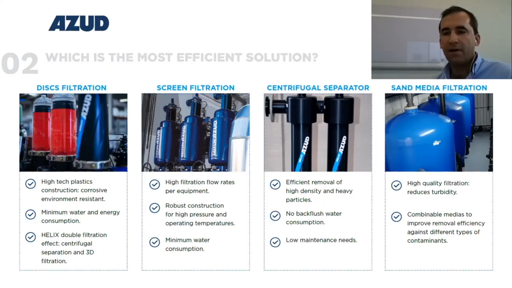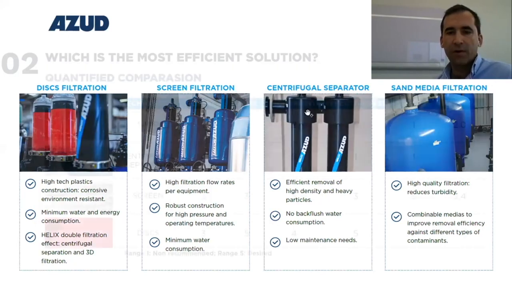The sand media filtration is probably the best filtration quality, because it also reduces turbidity, but it has a very high footprint and extremely high water consumption during backflush. The filtration quality can be improved also because you have the option of combinable media in these type of filters.